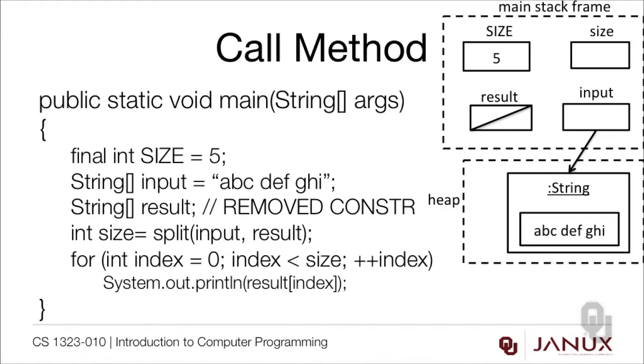So here's our call method. Notice I've changed this method a little bit. Here, when we declare the reference result, we're not constructing the array. So result now is a null reference. You see this in the code by the slash across result. Everything else is exactly the same.